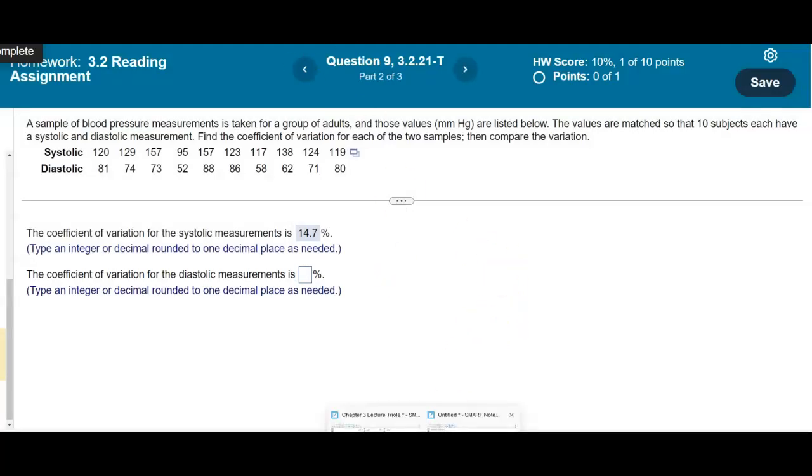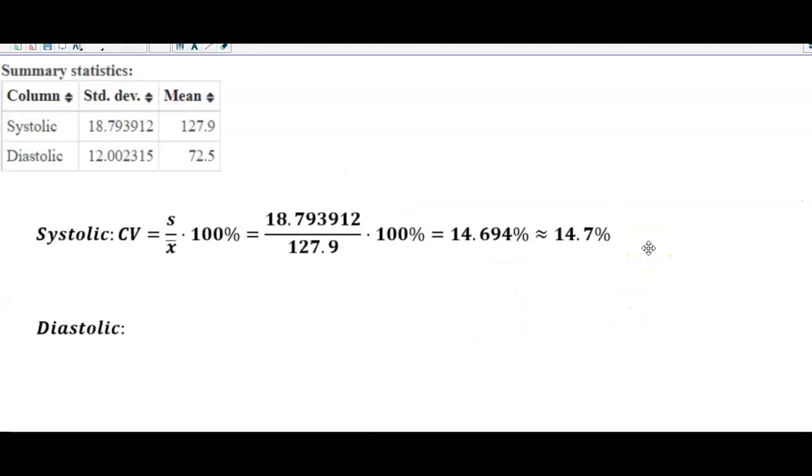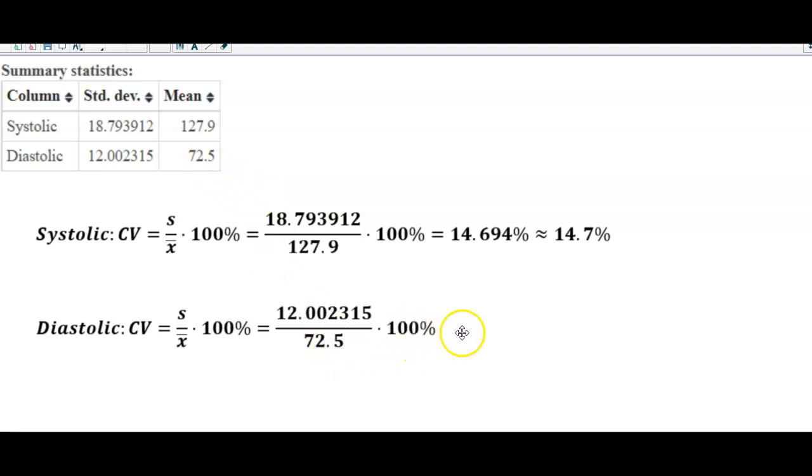Now, let's go back and work on the diastolic. Again, our formula for the coefficient of variation is equal to the sample standard deviation divided by the sample mean multiplied by 100%. Let's take a look at the diastolic standard deviation and mean. The standard deviation for the diastolic is 12.002315, and we're dividing it by the sample mean of 72.5, and then multiplying that by 100%.